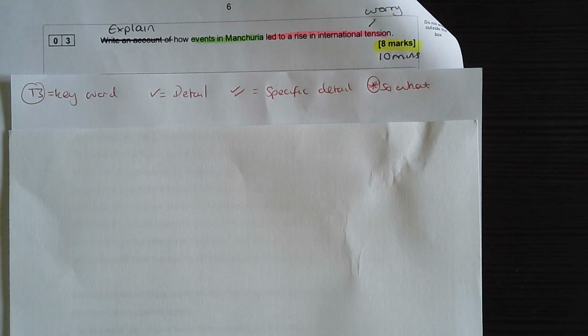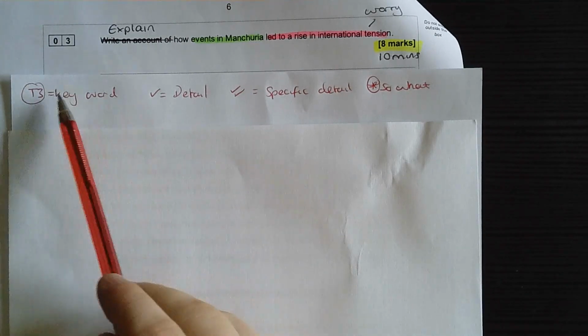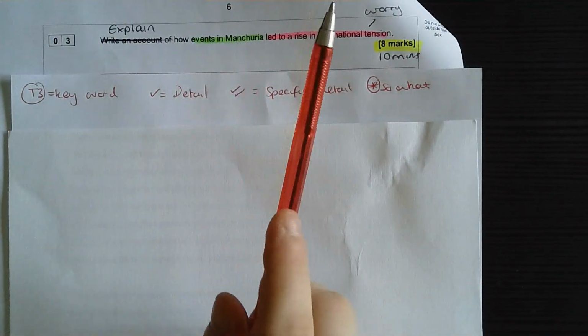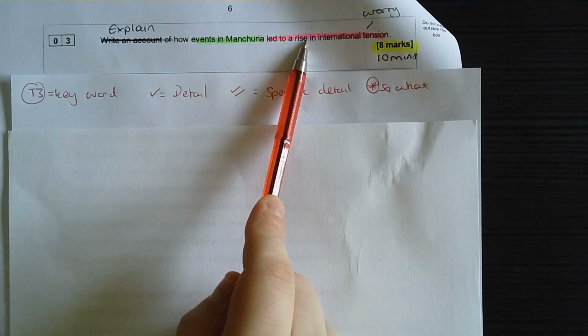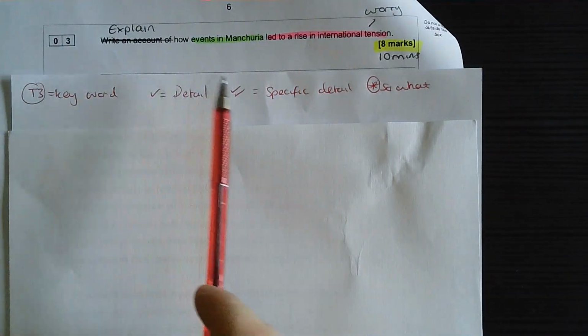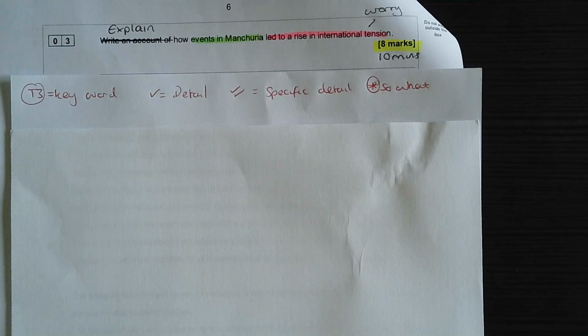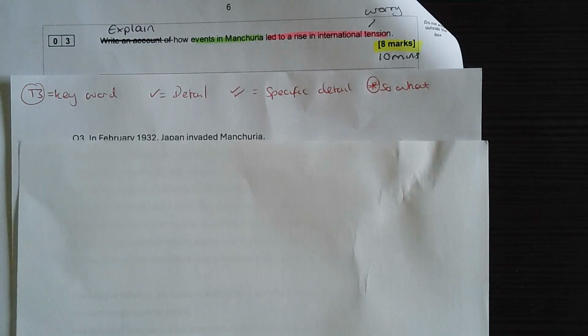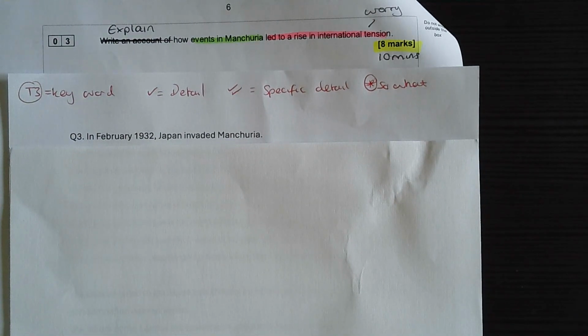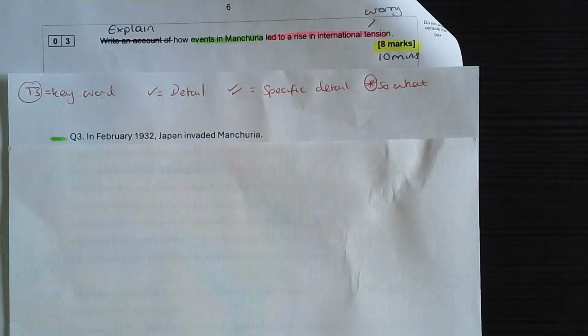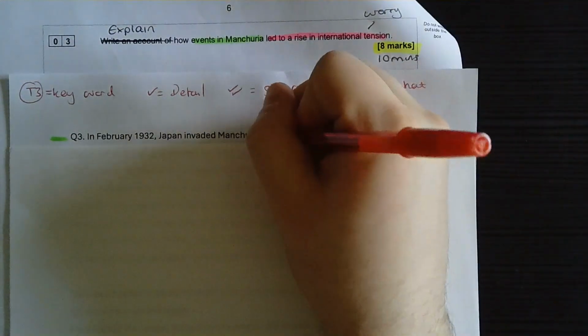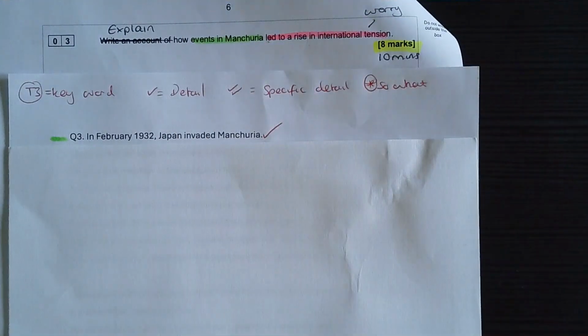So as you can see here, we've got my criteria at the top. I want to see events in Manchuria. I want to see led to a rise in international tension. I want to see keywords, specific detail, and so what. So I start off with, in February 1932, Japan invaded Manchuria. And what you'll see there is perfect. It's simple, it's effective, it's got some detail. You've told me about events in Manchuria.